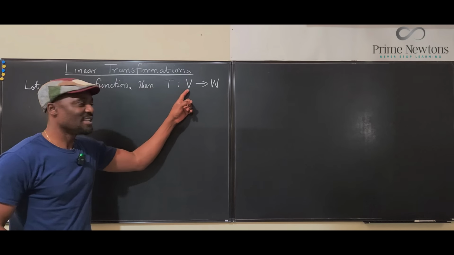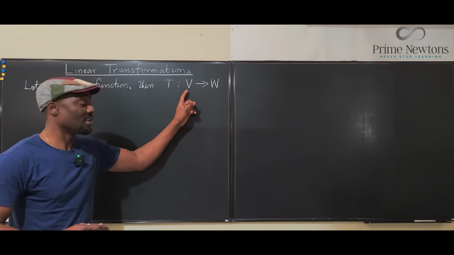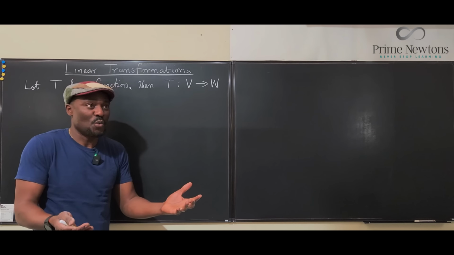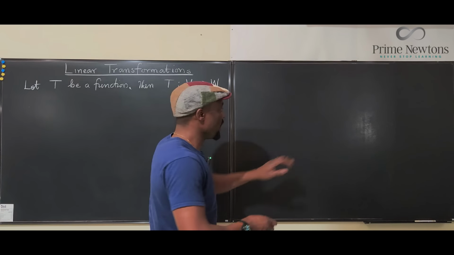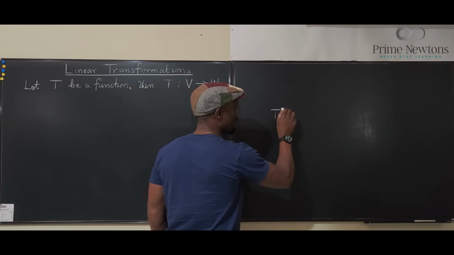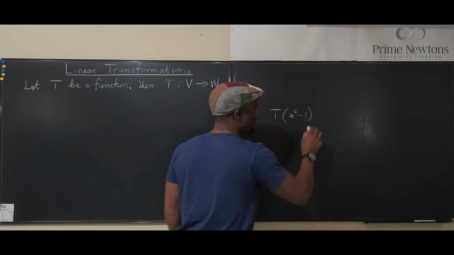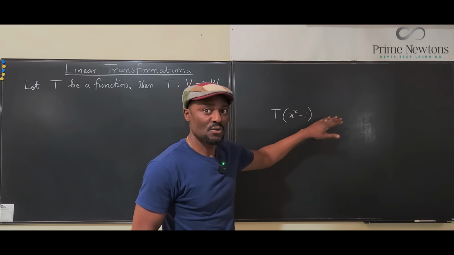Let's say this is made up of just quadratics. Okay, let's just say this is the home of quadratics. So you've got two quadratics and you want to differentiate them. Let me do something here. Let's say what T does to quadratics, let me write x squared minus 1. What T does, the function of T, is to differentiate the quadratic.